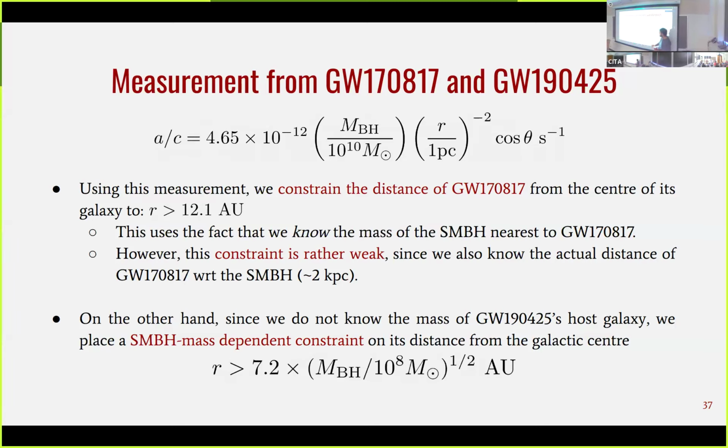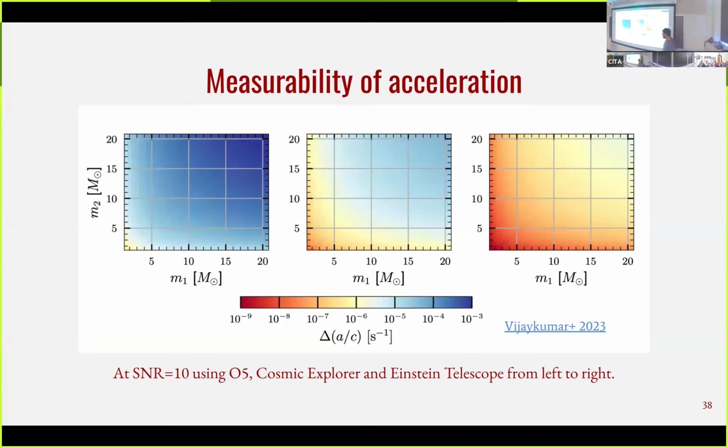And similarly for 190425, we have a similar constraint. I will not talk about that too much and move on to my next slide. This shows constraints on the minimum measurable acceleration that a binary can have if it needs to be measured in 3 different scenarios. This is the O5 scenario, which is basically the state of the LIGO-Virgo detectors about 5 years from now. And these 2 are future scenarios that I mentioned at the very start of my talk. This is from Cosmic Explorer, and this is Einstein Telescope. As you can see, as I make my detectors better, I can measure lower and lower values of acceleration.